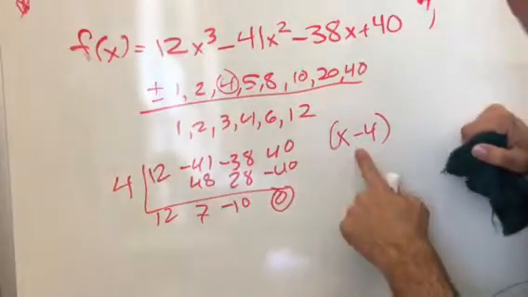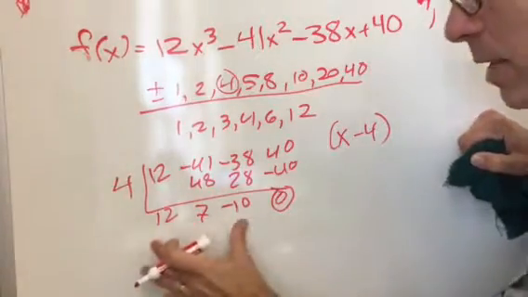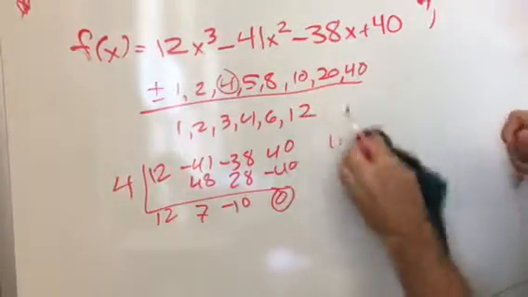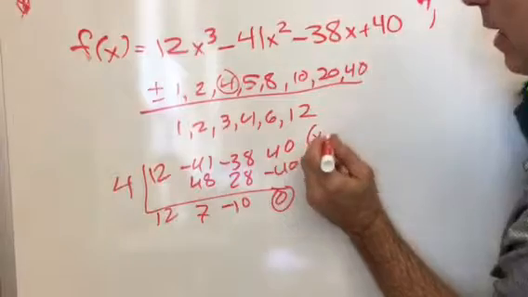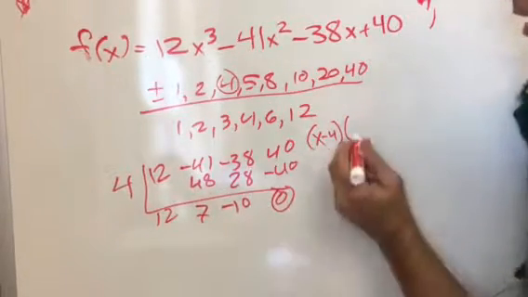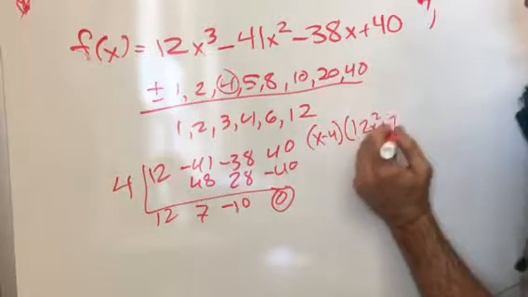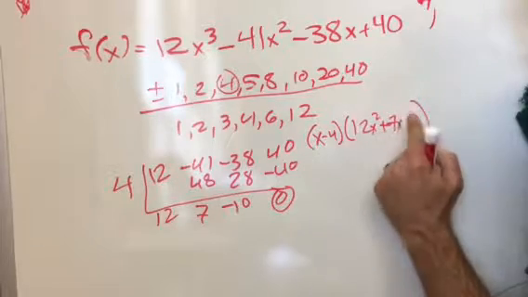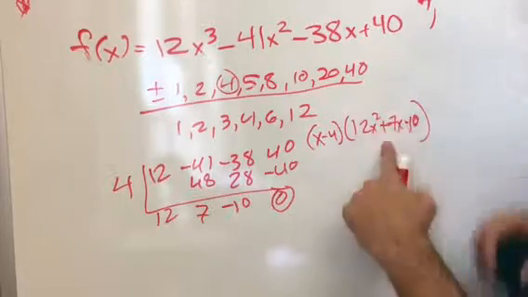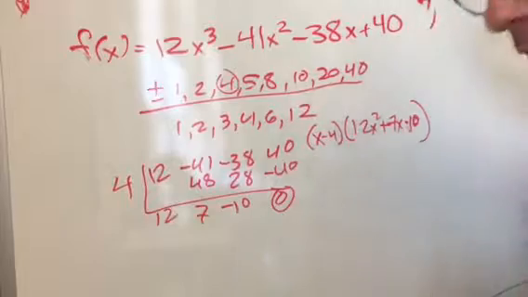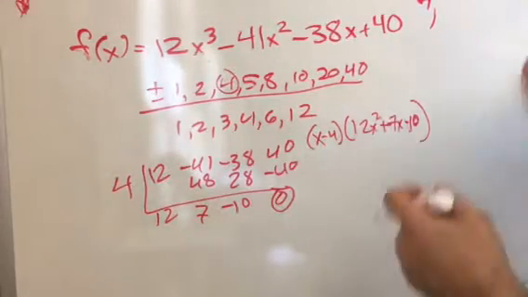I know that this is one of the roots. What I did was I factored that out, and I'm left with this, right? So what I have is x minus 4 times 12x squared plus 7x minus 10. So now I have to try and factor that. Or I could run it through the quadratic formula.